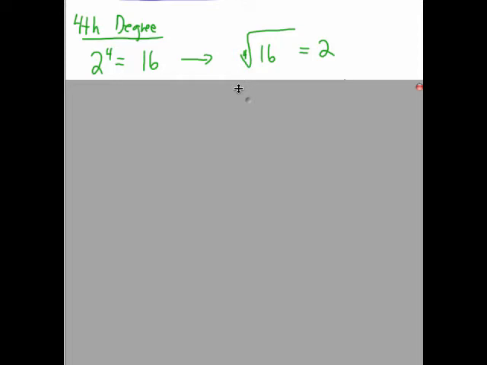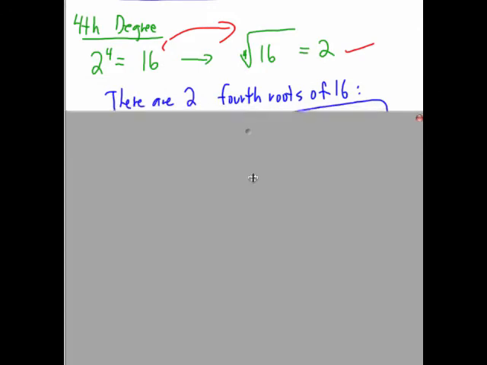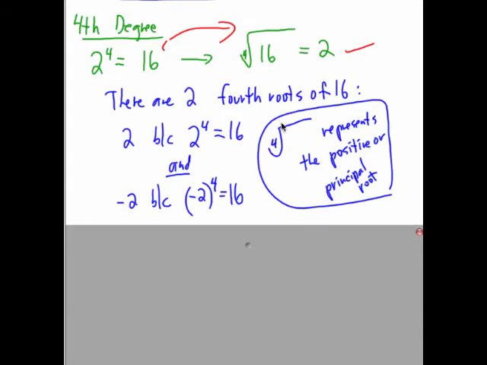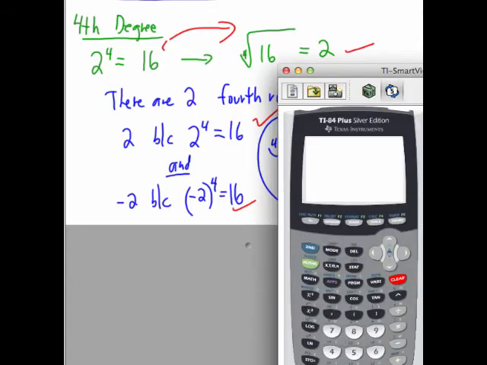Alright, continuing to work our way up the powers, we're at 4th degree now. 2 to the exponent 4 is 16, so we could write index 4, the 4th root of 16 is 2. Now, similar to square roots, 4th roots have 2 answers because 2 to the 4th is 16, but negative 2 to the 4th is also 16. But again, the radical symbol here represents only the positive, or what we call the principal root.